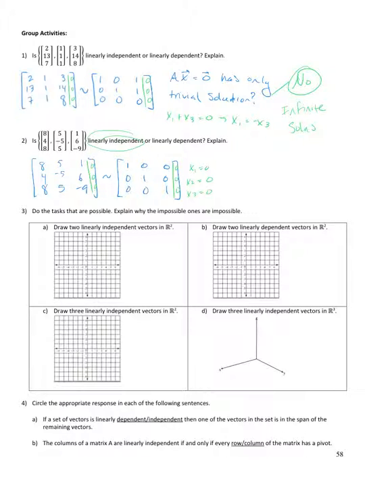Okay, so now I have some drawing tasks. I want to do any that are possible. Two linearly independent vectors in R2. So that would be two vectors that are not multiples of each other. So they just have to point in different directions. So there's two vectors that are linearly independent. Dependent would be vectors that are multiples of each other, which means they would point in the same direction and just be different lengths. So I might have this one and this one.